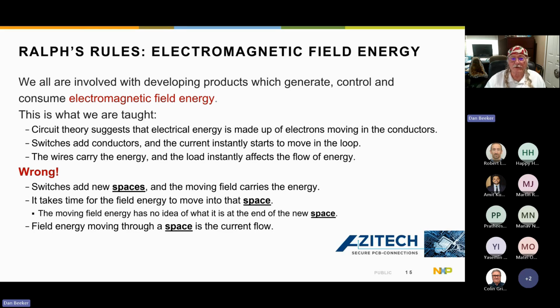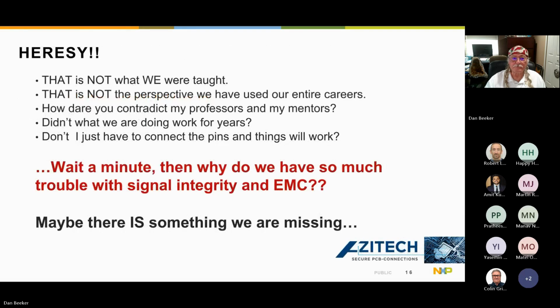When you turn on a switch, it adds a new space, just like turning on a water faucet. The water starts to flow into the hose, finally makes it to the other end of the hose and comes out. So this is the idea of current flow, is the energy that's moving in the dielectric. So it wasn't what we were taught. And the problem is that the results are that we have issues with both signal integrity and EMC. And that's what we want to change.